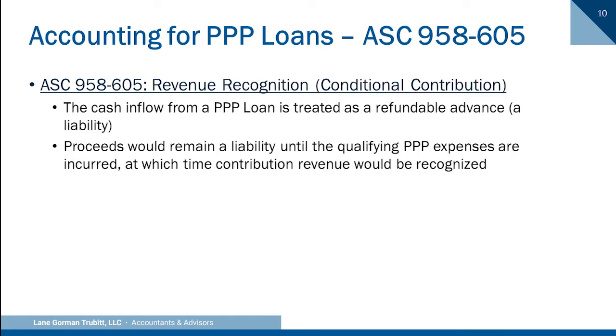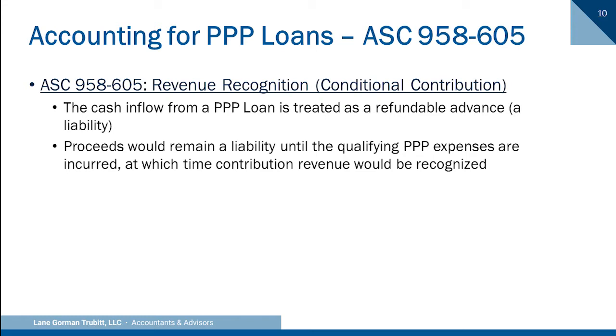This is the last option, ASC 958-605, revenue recognition, conditional contributions. US GAAP gives guidance to not-for-profits when recording contributions under ASC 958-605. Although the scope of ASC 958-605 excludes business entities, the FASB staff has acknowledged that business entities are not precluded from applying this accounting model by analogy when appropriate. Under this ASC, if a contribution is conditional, it is not recognized until the conditions are either explicitly waived or substantially met.